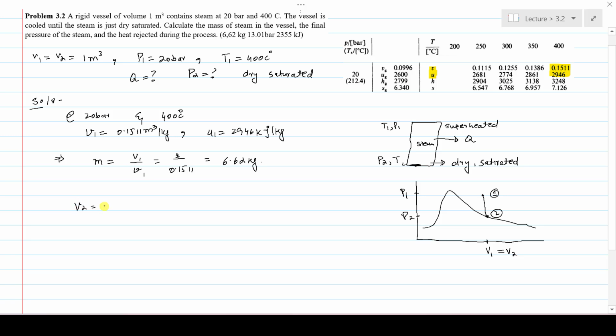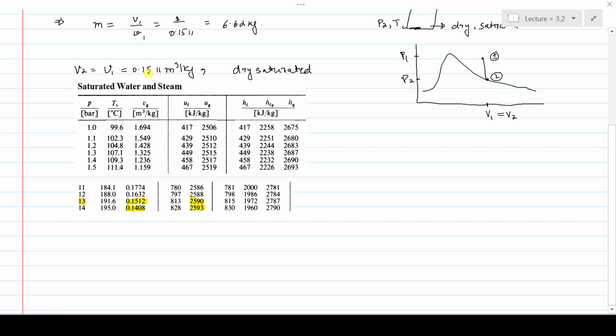Now for the final state, we need to calculate the pressure P2. Also the specific volume must be equal to the specific volume of state 1, and it is 0.1511 meter cube per kg. The condition of the steam in the final state is dry saturated. Now from this specific volume 0.1511 meter cube per kg and dry saturated steam condition, you can see from the saturated water and steam tables the specific volume in the dry saturated condition of the steam. At this specific volume, the corresponding pressure value P2 is almost, you will observe after interpolating, 13.01 bar.